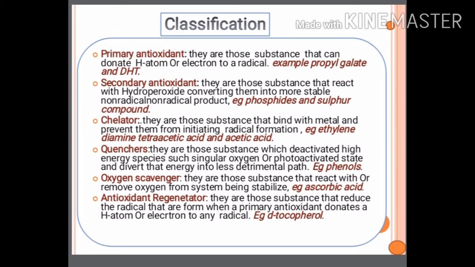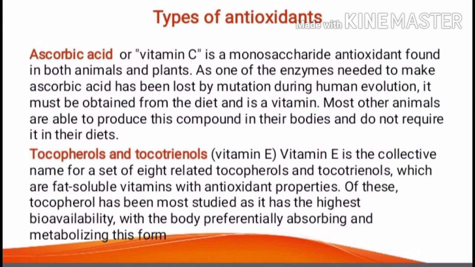Your secondary or synthetic antioxidants are the phenolic compounds that perform the function of capturing free radicals and stopping the chain reactions. The compounds include butylated hydroxyanisole, butylated hydroxytoluene, propyl gallate, metal chelating agents, and tertiary butylhydroquinone. Number five is nordihydroguaiaretic acid. Let's see some of the types of antioxidants, like ascorbic acid.